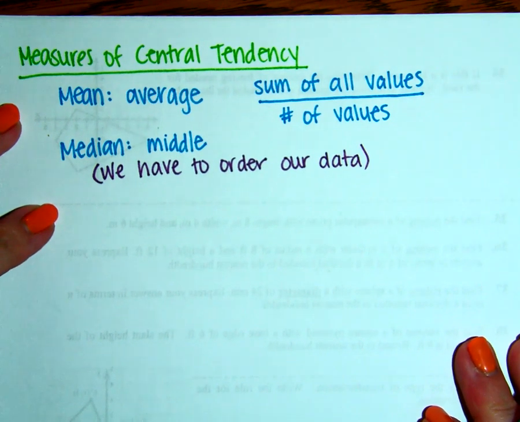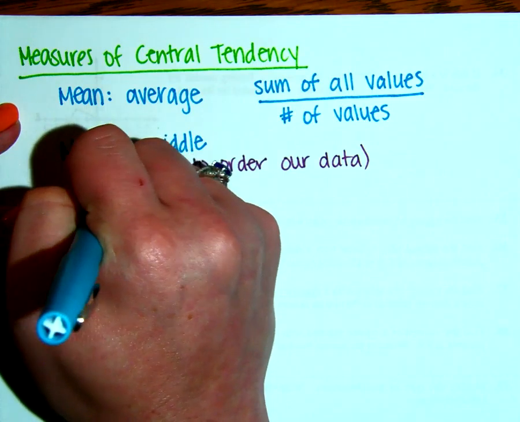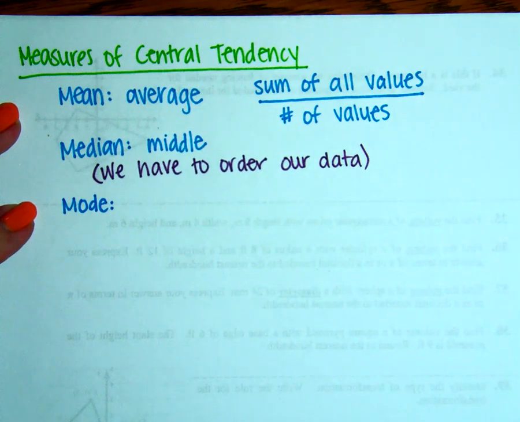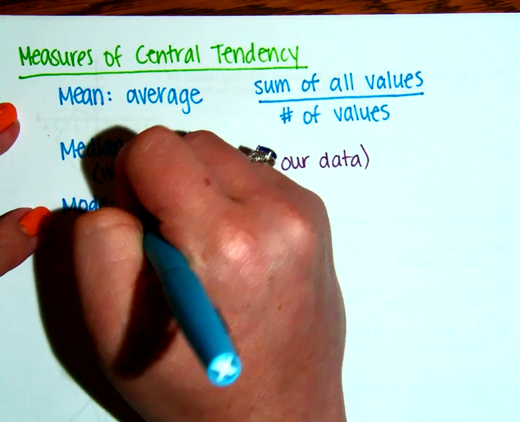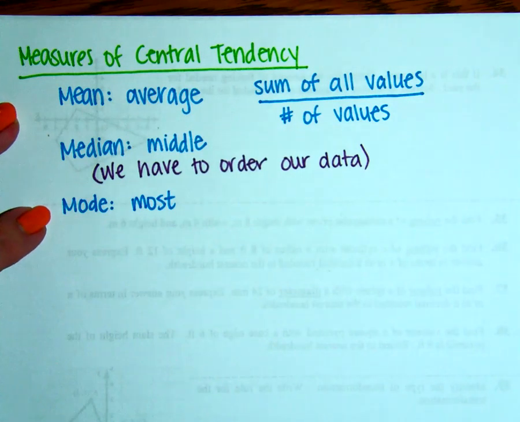The third measure of central tendency is known as the mode. And when I think of mode, I think of the word most.